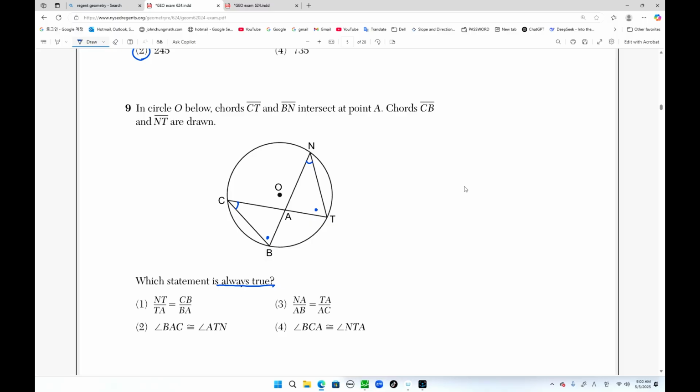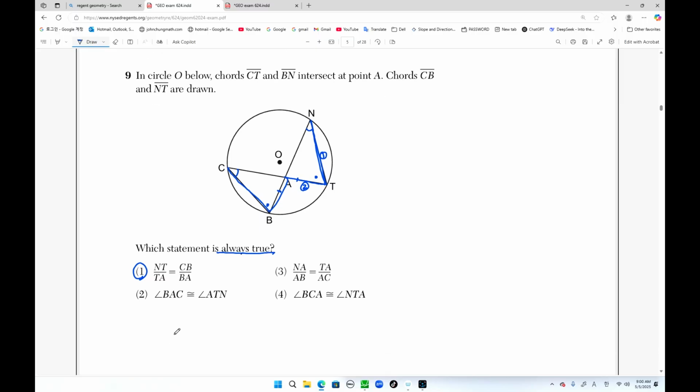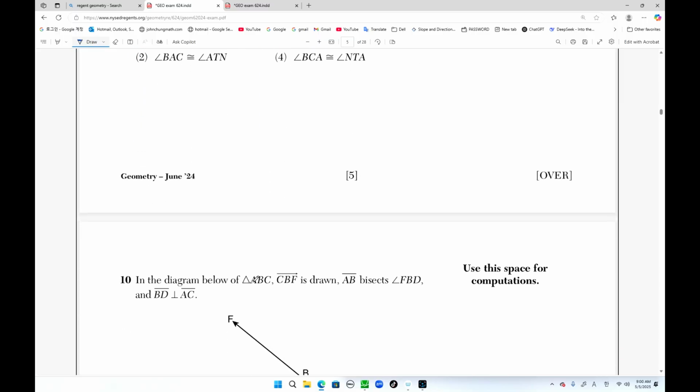Okay, now this point, check it out. NT, this is NT, corresponding side TA. Okay, this is a ratio, right? In the same triangle, NT first, this is second. Okay, the next is first one, CB. Where is the corresponding side for this one? This one, right? BA. Oh, that's true, okay? Option A is the answer, okay?